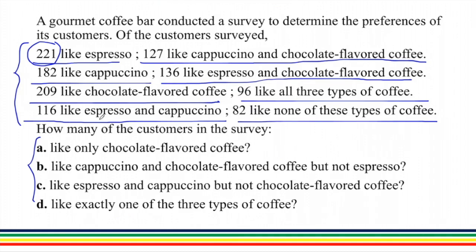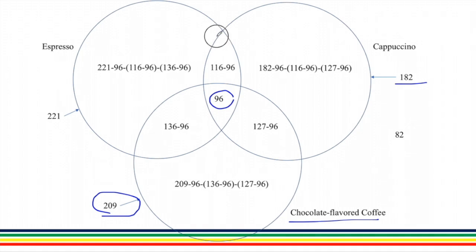And then we have 116 who like espresso and cappuccino. So this intersection of cappuccino and espresso is equivalent to 116. But 96 is already in the intersection of the three coffees. So therefore, this part here is the difference of 116 and 96. So that's 116 minus 96. And same goes with the chocolate flavored coffee and espresso. That's 136 minus 96 and 127 minus 96.